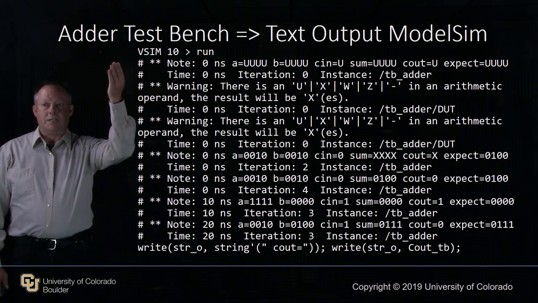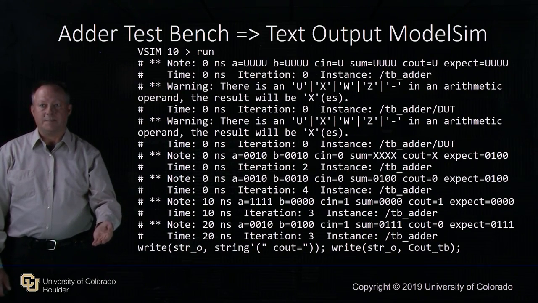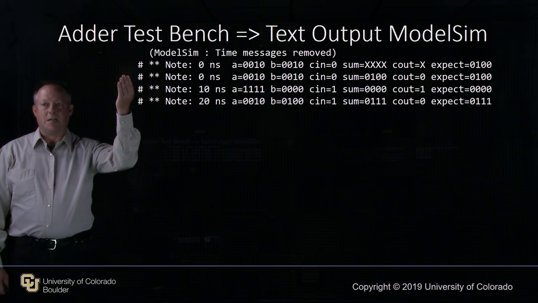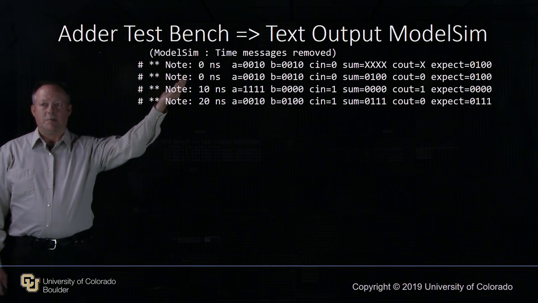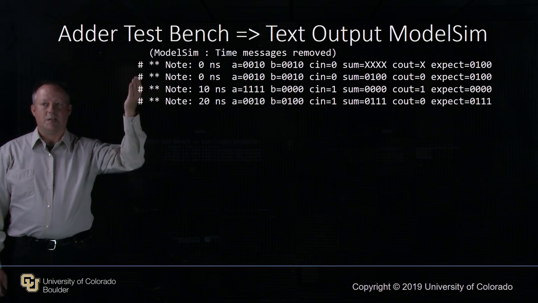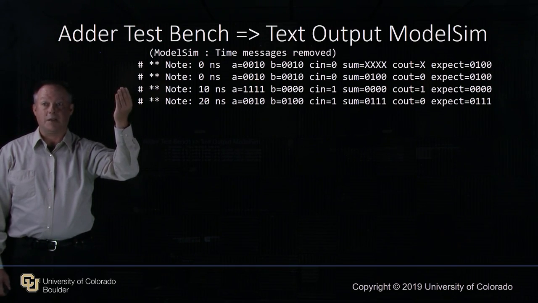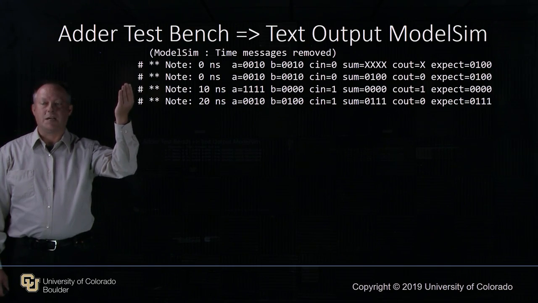When we click the Run button, we can see quite a few messages on the screen. Here I've cleaned up some of those messages. So now we can see our first clock tick, 0 nanoseconds. We see our inputs, A is 2, B is 2, carry in is 0, and sum in the first clock tick is X unknown, and carry out is X unknown, and our expected value of 4. At the next clock tick of 0 nanoseconds inside of the simulator, and this is normal, we have sum showing 4 and our carry out showing 0.